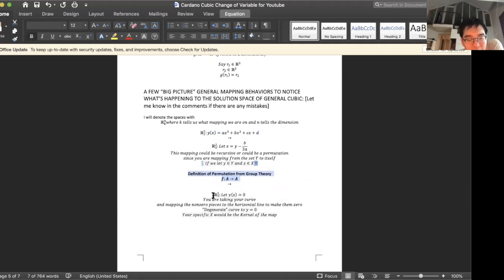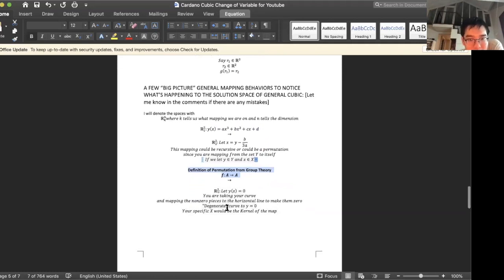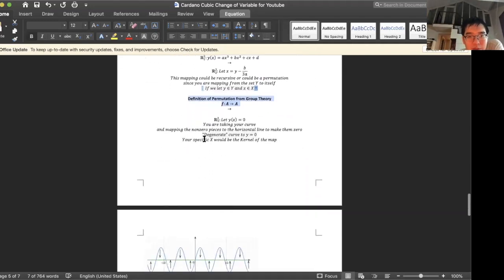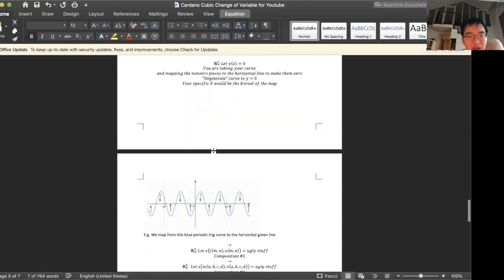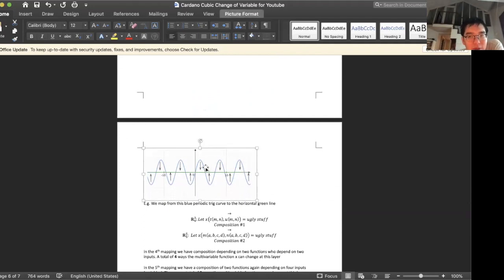Now let's look at our second mapping. Actually, sorry, our third mapping. We basically take our solution curve and we map it to the horizontal line. So we degenerate the curve. And finding the solutions of this would be the kernel of your map. So what you can think of this is I have a periodic trig curve over here, and I have a horizontal green line, x-axis. What you'd be doing is you'd be taking this sine curve, and then you'd be flattening it out to match up with the horizontal line. So that's what's happening in mapping number 3.